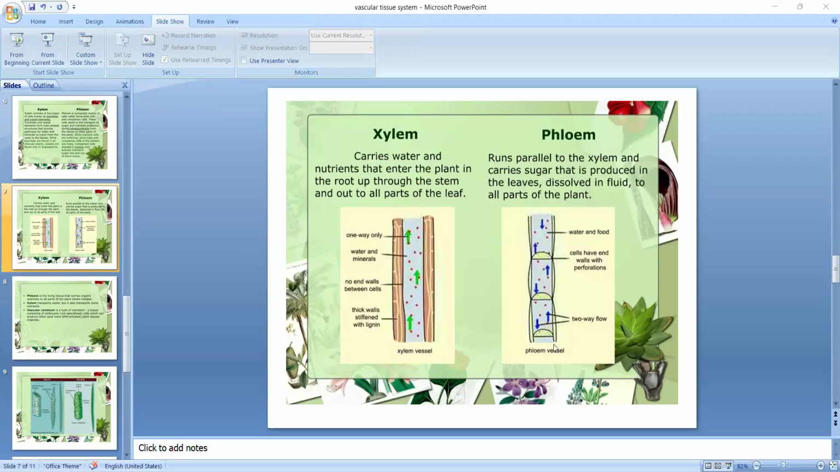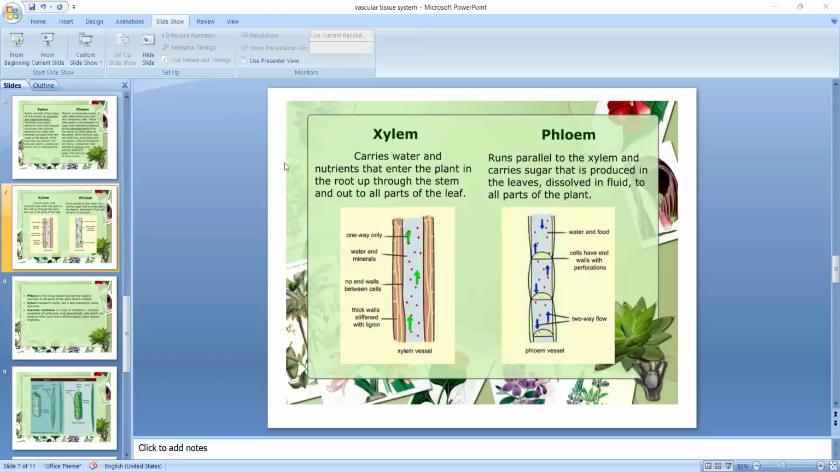Come to the phloem vessel. What is the difference between the xylem vessel and phloem vessel? Water and food pass through the phloem vessel. So this is the two-way flow. Cells have walls with perforations. Come to the phloem vessel. See here.